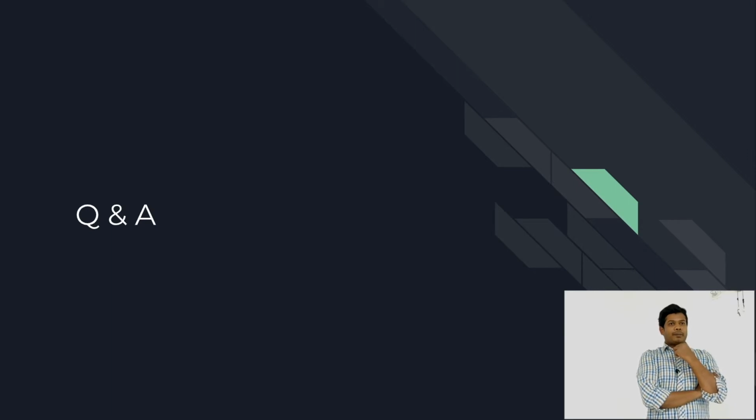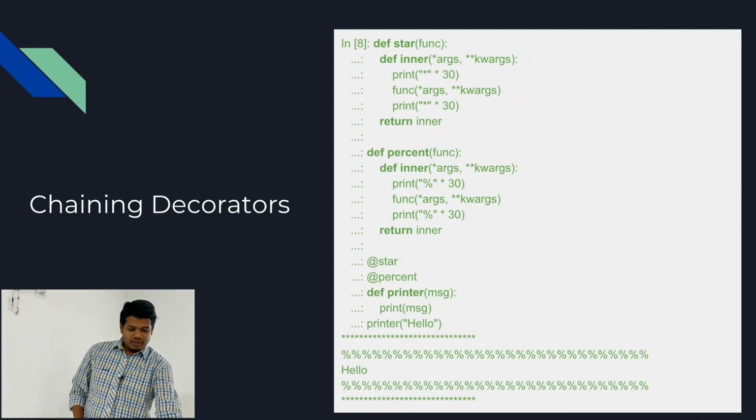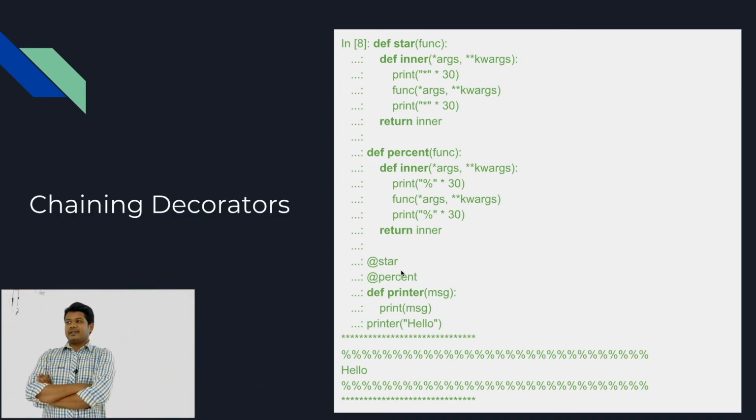If you apply a decorator, it will be applied every time the function is called. You can't do it dynamically. Let's say you have star applied to printer here, and you cannot actually remove it easily. There are ways to do it, hacky ways.